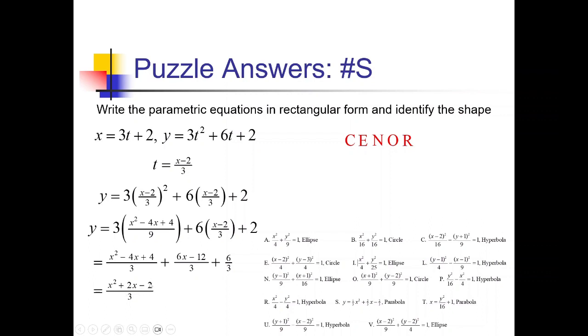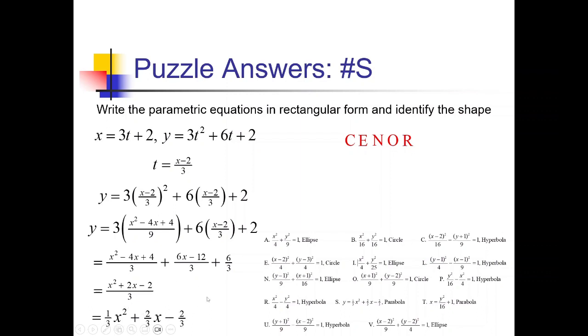Now this doesn't quite match what I have in choice S, so one more thing I could do is divide each of these things in the numerator by 3 to get it into more of a standard, less fraction-y form. So x squared over 3, I can write that as 1/3 x squared. This next one I can do 2/3 x, and then minus 2/3.